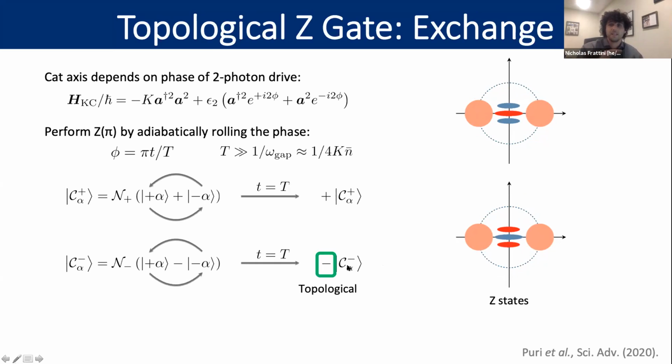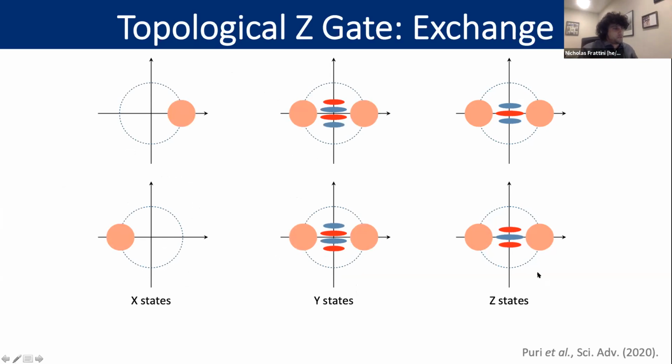And that minus sign is completely topological. It's by the fact that we did this rotation. It doesn't depend on the time that it took. It doesn't depend on the path that we took. Say we had some noise that jiggled us along the way. It only depends on the fact that we did this exchange process, the fact that we did this rotation. And it's that robustness that is going to give us the protection.